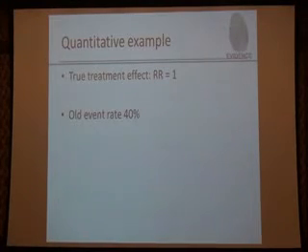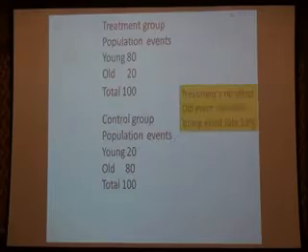So let's assume that the treatment effect is 1. Let's assume that there is no effect of treatment. And the event rate in the old is 40%, in the young is 10%. This is, I don't know, deaths for some causes. Young, they die much less than old. Now, if you look at your population, and we assume that there is no effect, and the event rate is 40 in the old and 10 in the young.